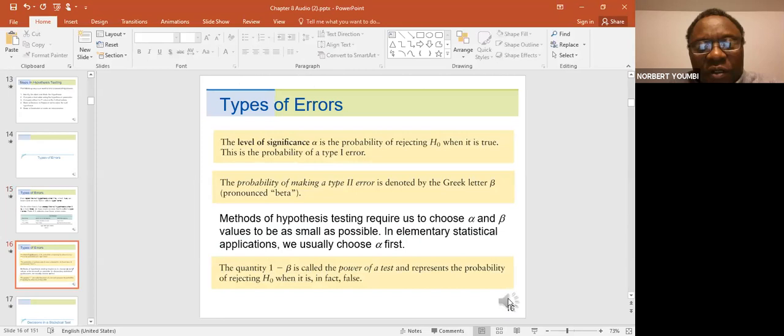So the probability of committing a type 1 error is called the level of significance of a test, and it is denoted by alpha. The probability of making a type 2 error is denoted by the Greek letter beta. And the probability of not committing a type 2 error is called the power of the test, and it's denoted by pi. We will more in the course use alpha, the level of significance, to determine the critical values or to make decisions.